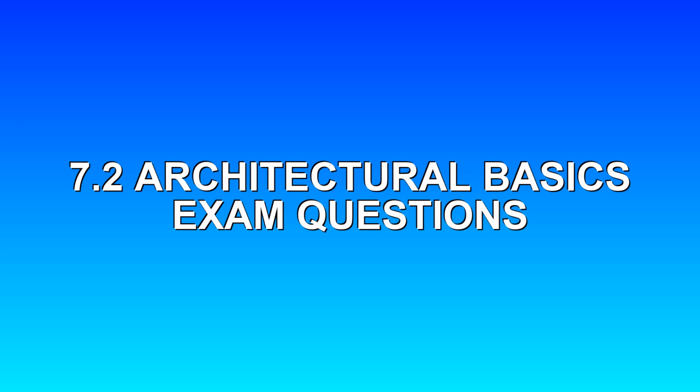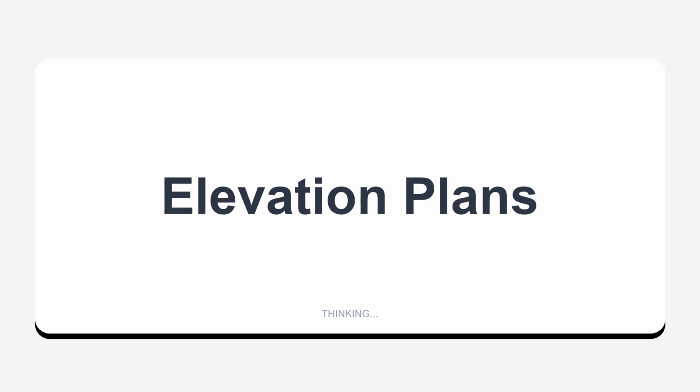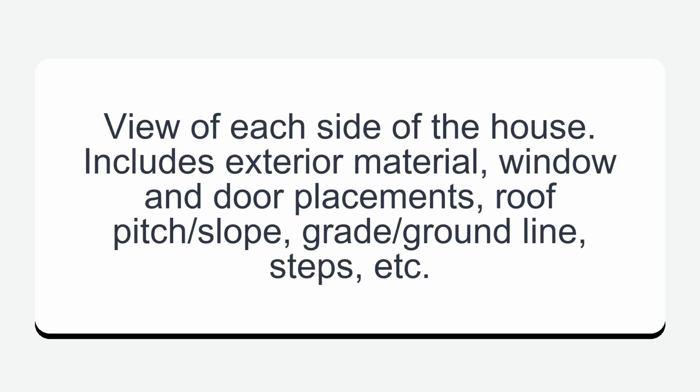7.2 Architectural Basics Exam Questions. Elevation plans. View of each side of the house. Includes exterior material, window and door placements, roof pitch/slope, grade/ground line, steps, etc.